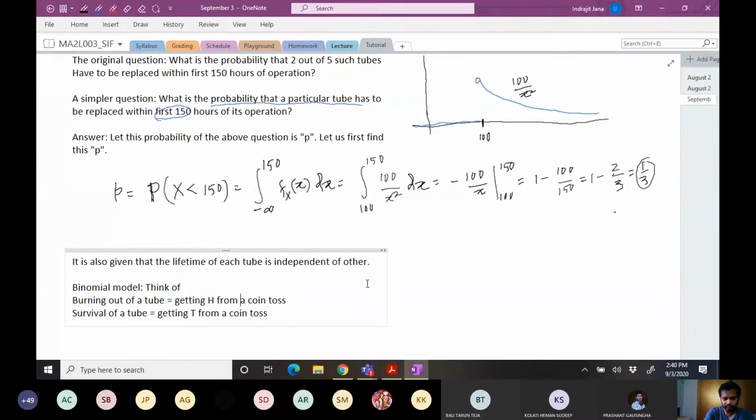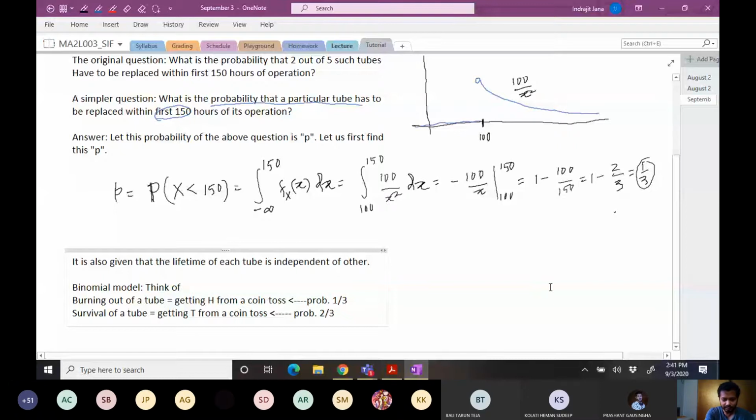Now, what we have figured out is that in the first step, the probability of a tube burning out within 150 hours is 1/3. It's like getting a toss, so the survival of this tube has probability 2/3. That's just like tossing a coin. The probability of success is 1/3, and failure is 2/3.